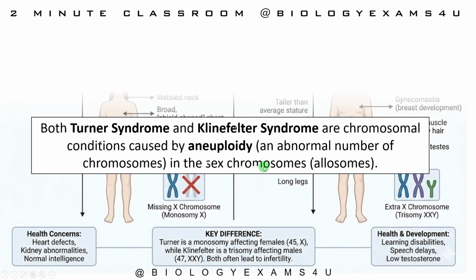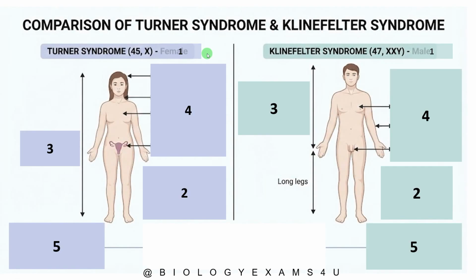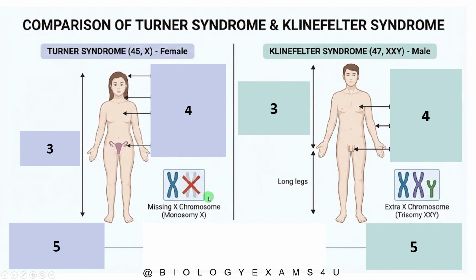Now let us see the difference. In Turner syndrome, the affected sex is the female, whereas in Klinefelter syndrome, the affected sex is the male. Turner syndrome is due to the monosomy or missing X chromosome, whereas Klinefelter syndrome is due to the presence of an extra X chromosome that makes XXY.